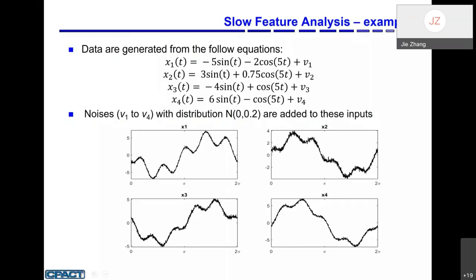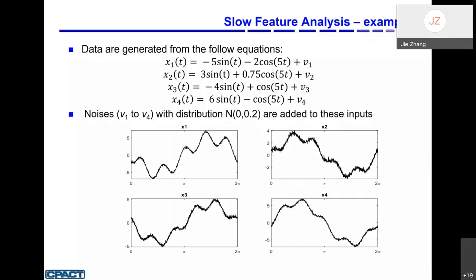You can see the noise is of a much higher frequency. So in the data, the driving forces are sine t, which is slow varying, and cosine 5t, which has a 5 times higher frequency than sine t, and then we have the noise, which is of a much higher frequency. So here we got x1, x2, x3, x4, and now we try to extract the driving force of this signal.